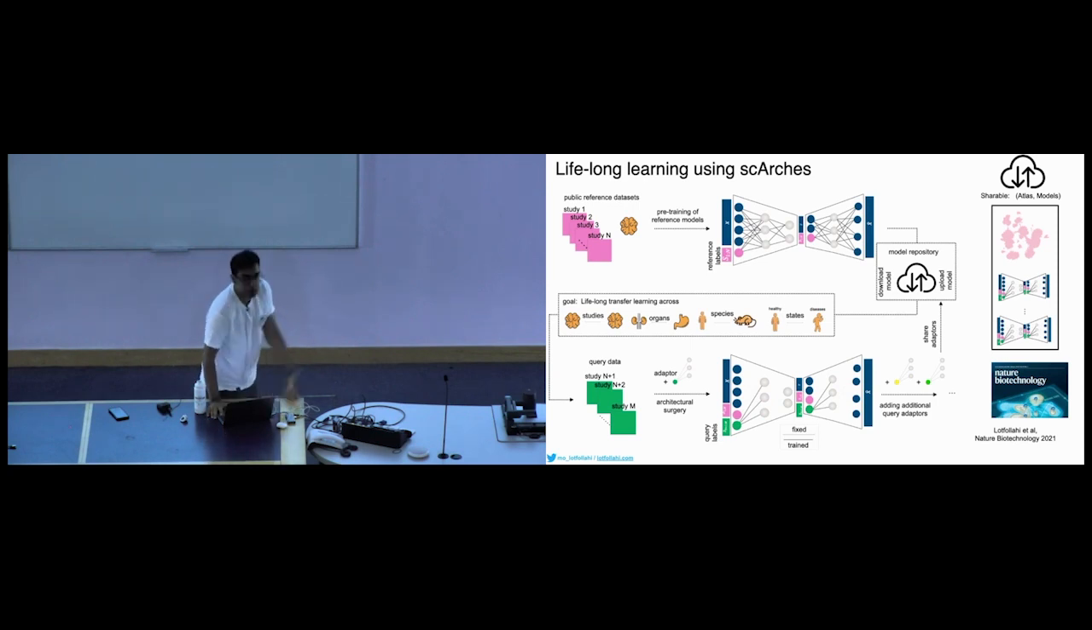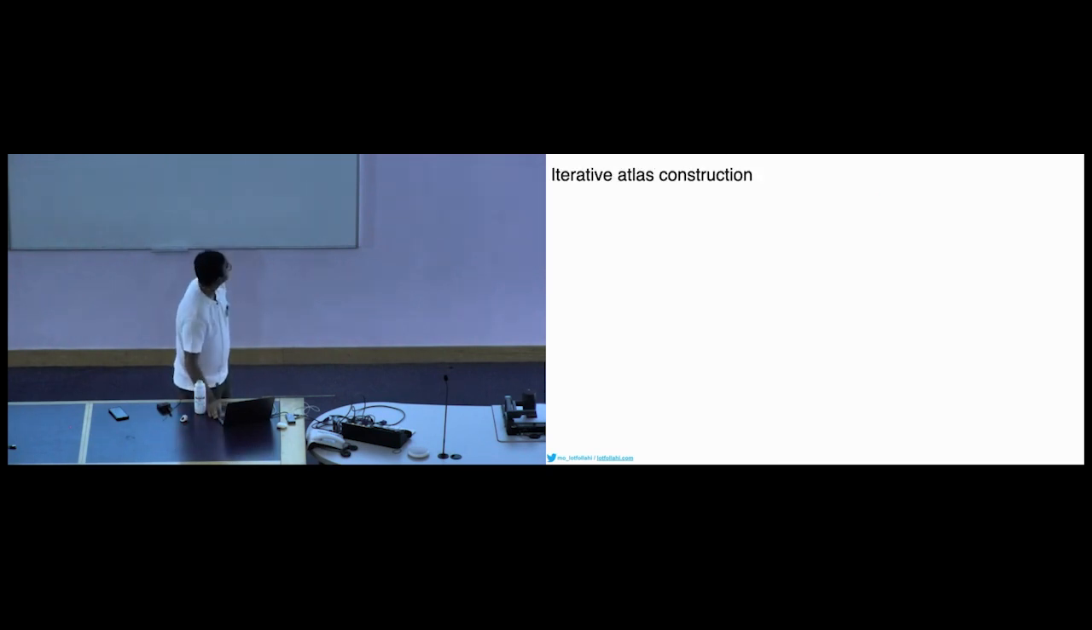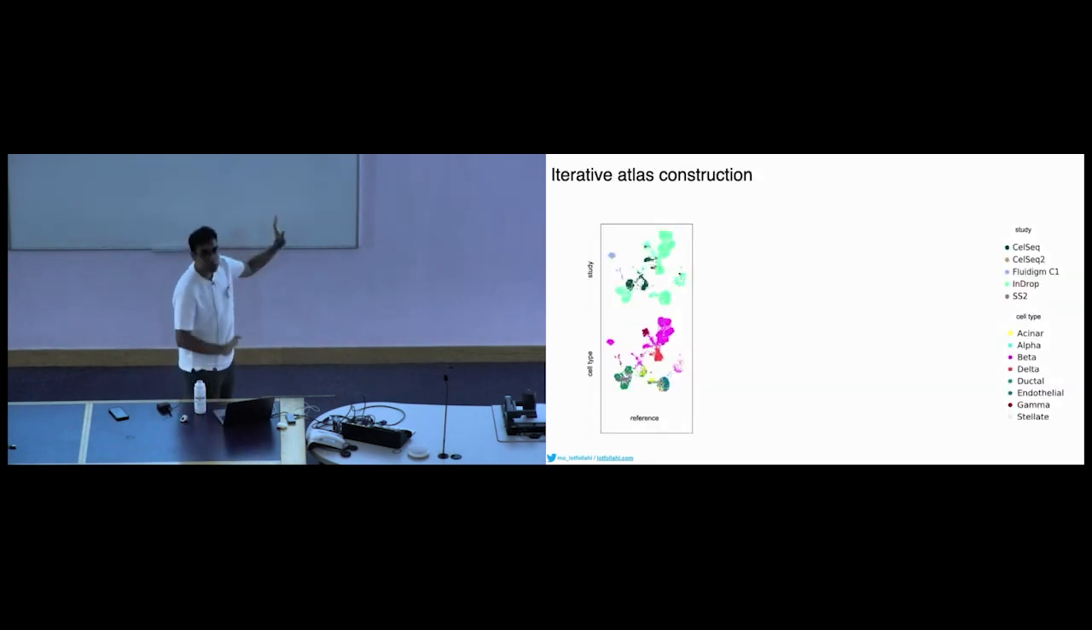So I'll show you a few examples. Yeah, and then you get a scale. We're thinking about 100 data sets right now, and millions of cells. So I'll show you one example of how this pipeline works.